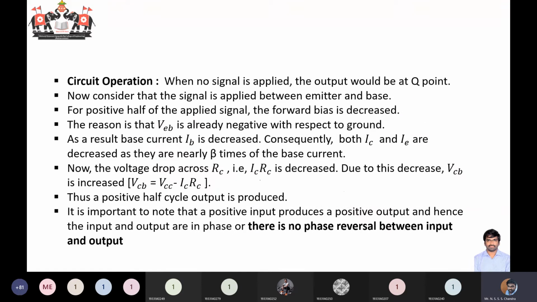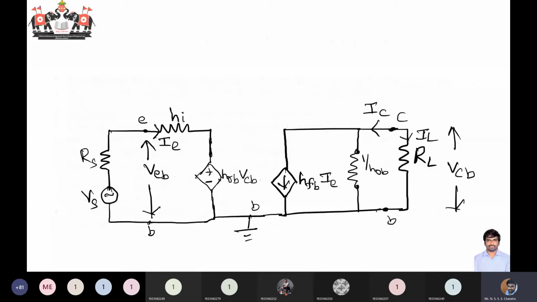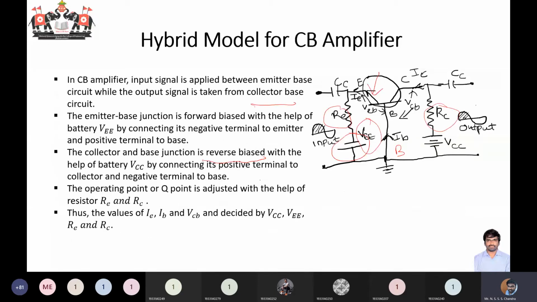Now coming to circuit operation, when no signal is applied, output would be at quiescent point. Now consider that signal is applied between emitter and base. For the positive half of the applied signal, the forward bias is decreased. Why is the forward bias decreased? Please tell me.